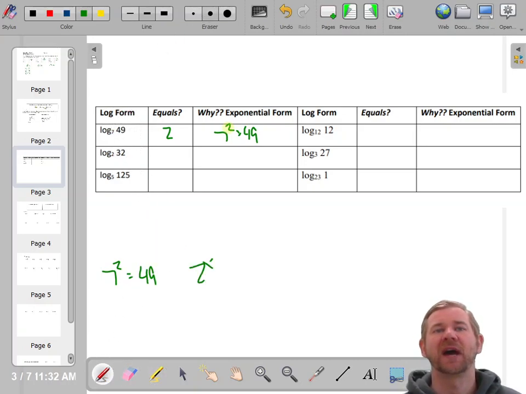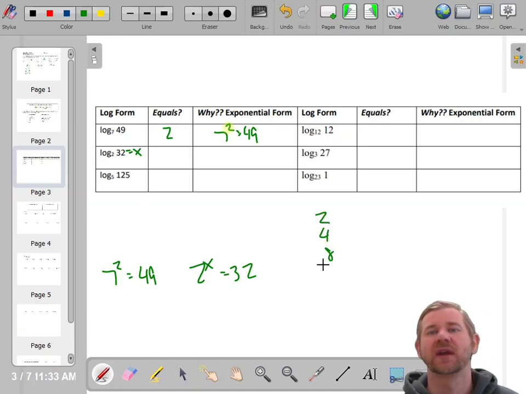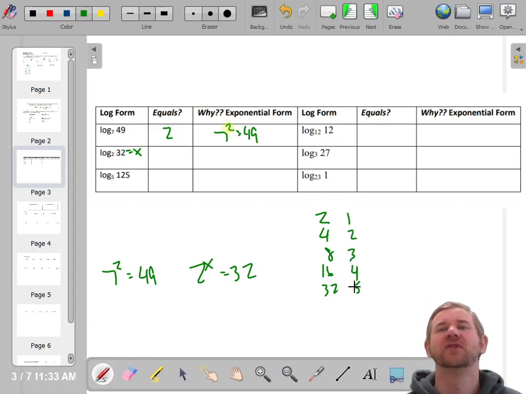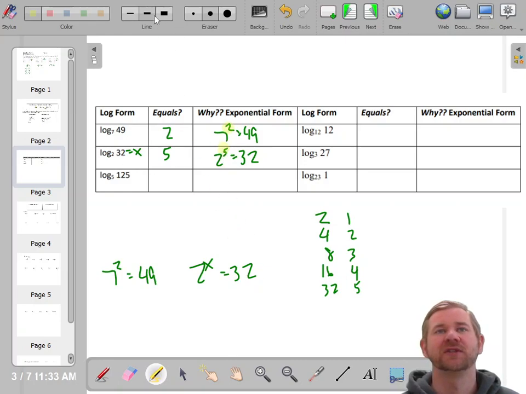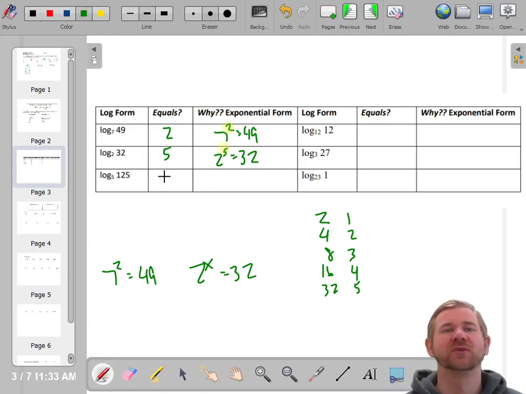2 to what power is 32? This is sort of like if you wrote it as an equation. 2 to some power is 32. 2, 4, 8, 16, 32. I'm making a table here for logs. This is 2 to the 5th, because 2 to the 5th is 32. The 5, the exponent, is your answer. 5 to what power is 125? 5 to the third is 125.